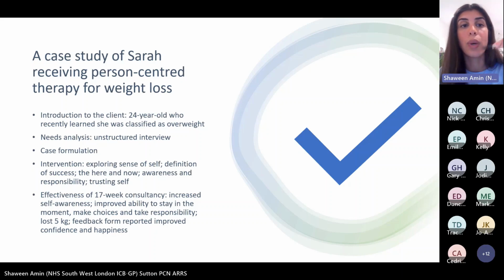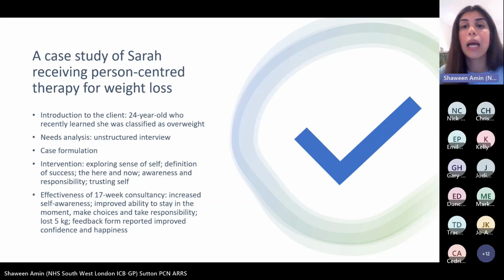we explored Sarah's sense of self. So that was the overarching theme of the consultancy that we had together, and we identified a mismatch between her current and her ideal selves. So where she was currently and where she'd like to be ideally, the differentiator in that journey did come down to her weight and how she viewed herself.